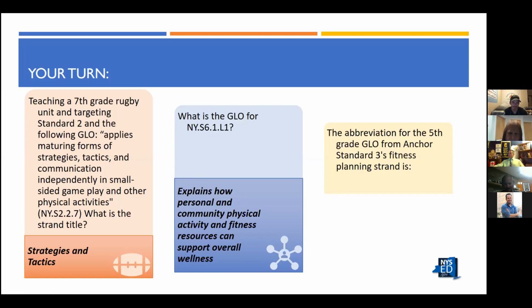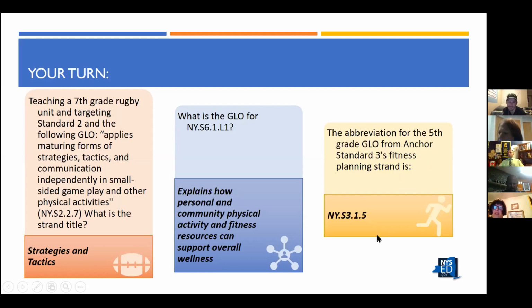Anthony says explains the relationship between skill and health-related fitness. Okay, but again, in this question, we're looking for the code, right? So what's the code for Standard 3's fitness planning strand? So we're looking for NY.S3.blank.5. What's that? 1.5. We have Anthony again saying NY.S3.1.5. You got it. Well done.